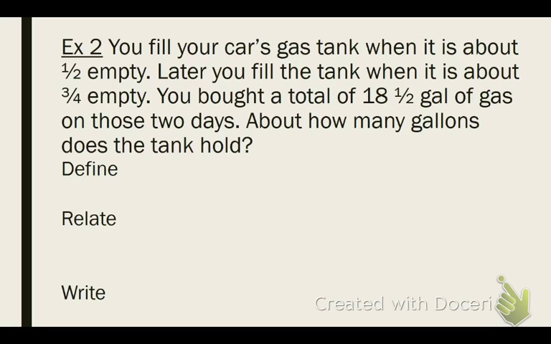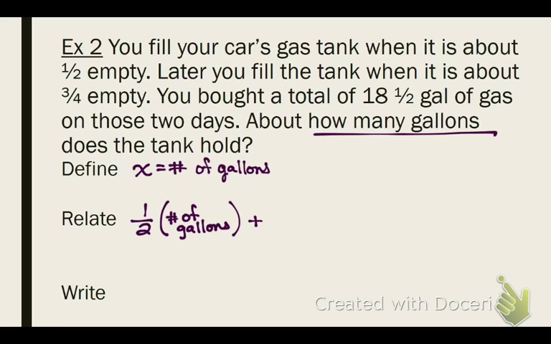So, define our variable: how many gallons does the tank hold? So, X is going to equal number of gallons. This one's a lot more clear because we got it in our question. And then we're going to add in 3/4. We filled it in. Oh, wait a second. We filled in the tank when it was about 3/4 empty. Yeah. So then we add in 3/4 of a tank times number of gallons.